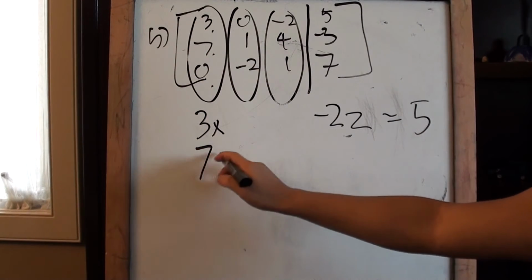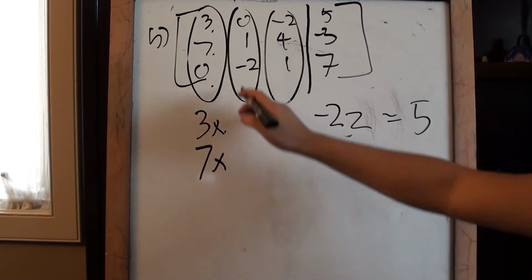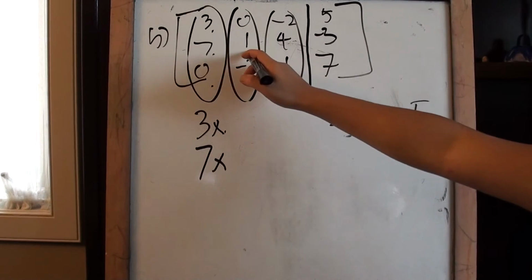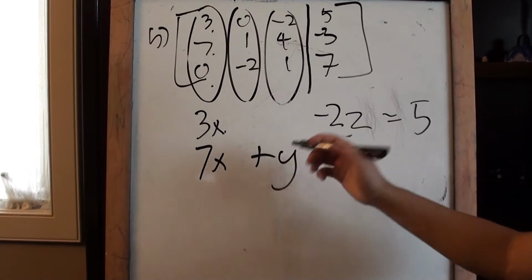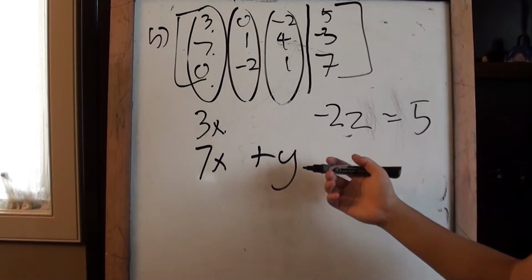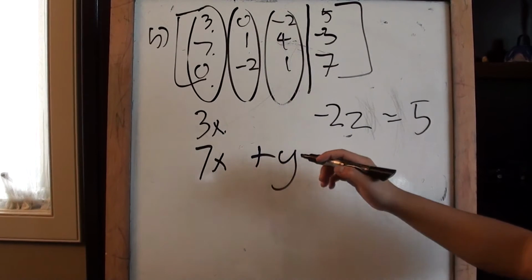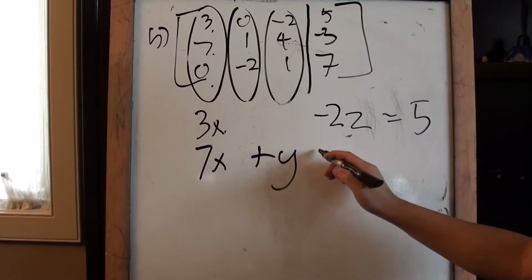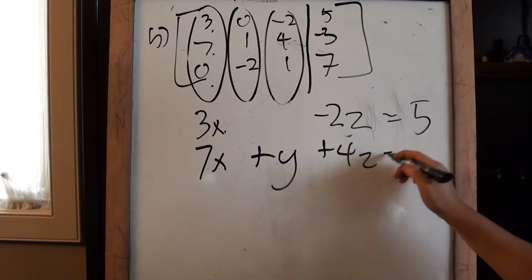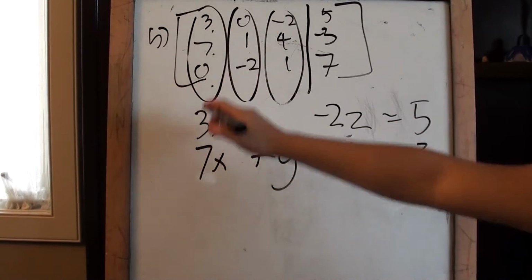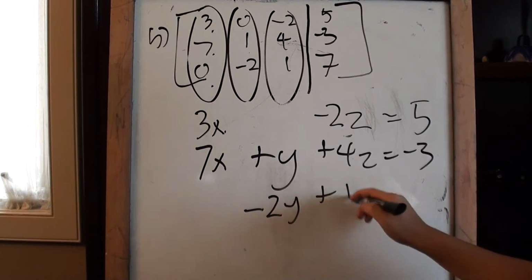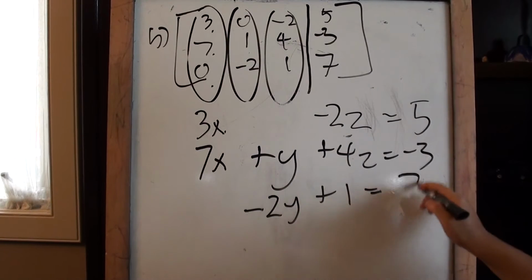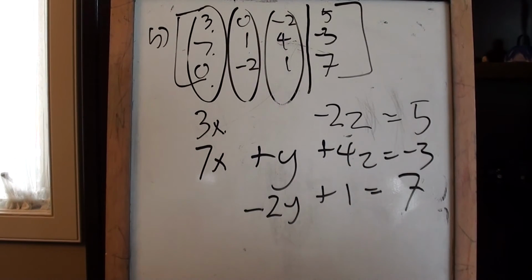But anyways, same column, right? So it's gotta be same unknown, right? This one, now 0 this time, right? It's 1, so that's gonna be plus y, or 1y, but again, like I've said countless times, if you don't write anything, 1 is implied. Plus 4z equals -3. 0, so we don't write anything. -2y plus 1 equals to 7. This is all they want, right?